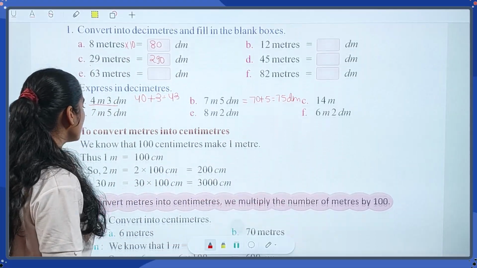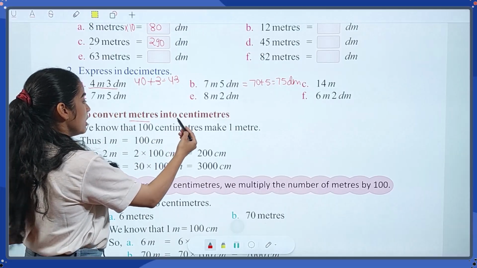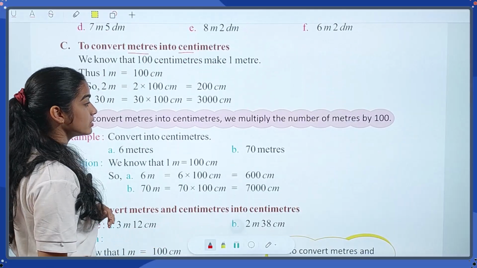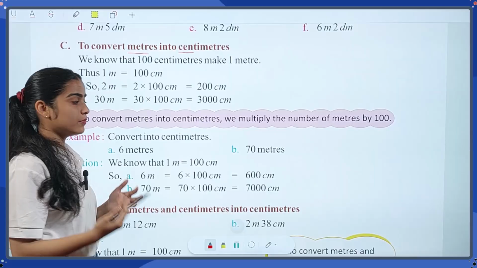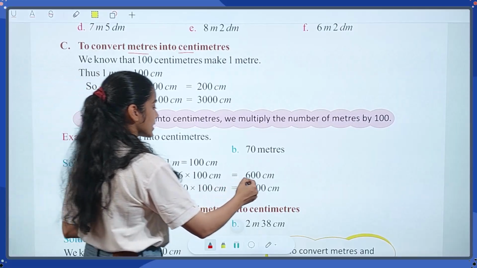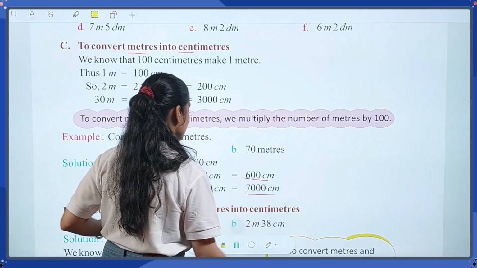Now to convert meters into centimeters. 1 meter is equal to 100 centimeters. So how can you convert your meters into centimeters? By just multiplying with 100. So 6 meters, 6 multiplied by 100, is 600 centimeters. 70 multiplied by 100 is 7000 centimeters.